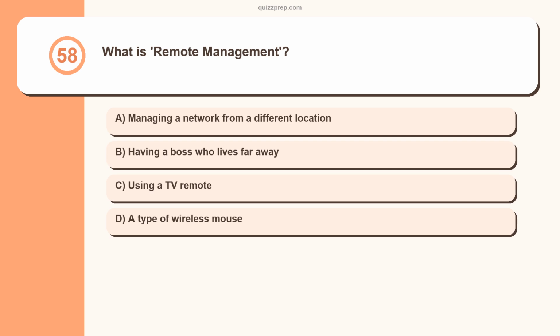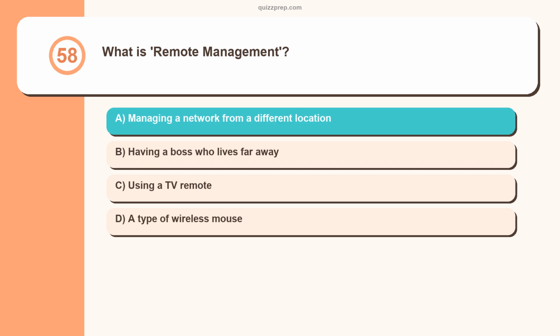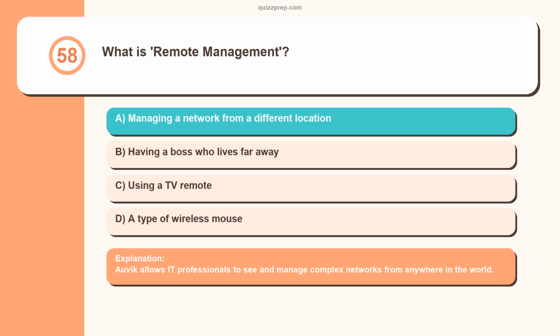Question 58. What is remote management? Managing a network from a different location. Having a boss who lives far away. Using a TV remote. A type of wireless mouse. Auvik allows IT professionals to see and manage complex networks from anywhere in the world.